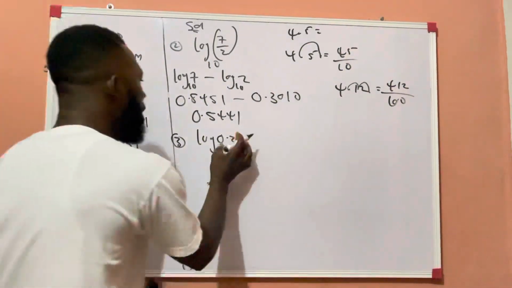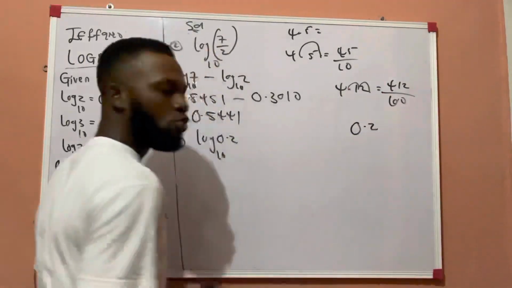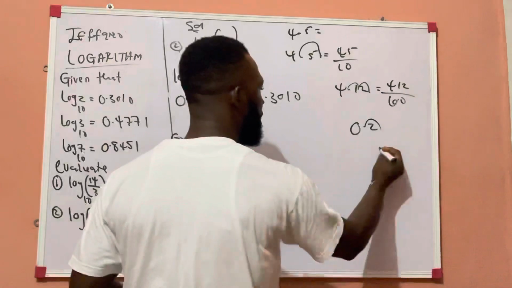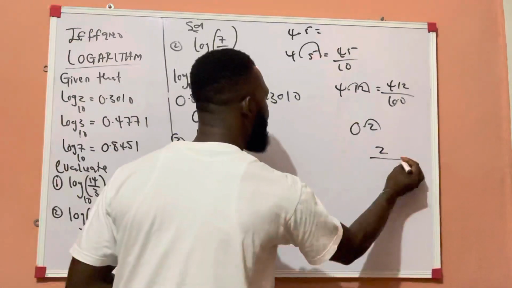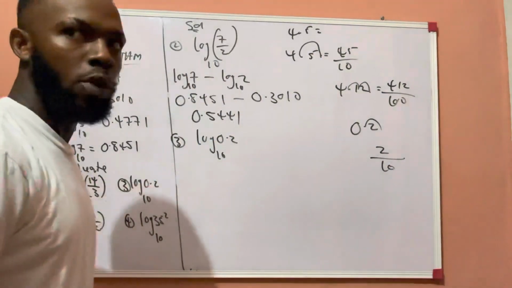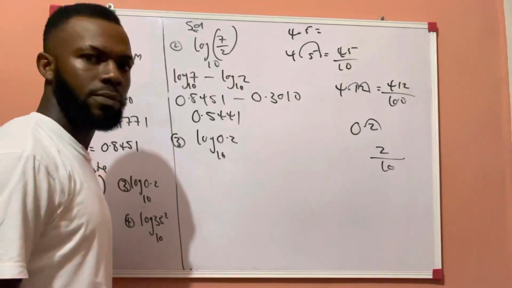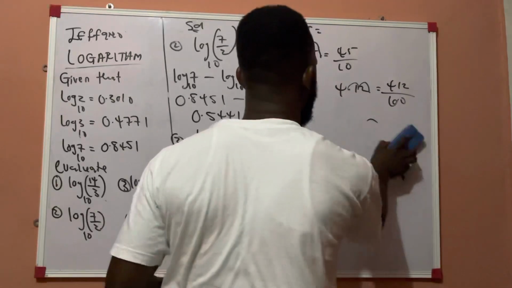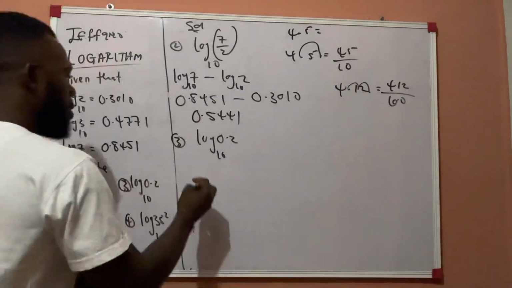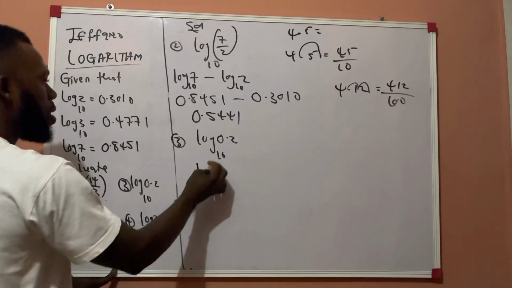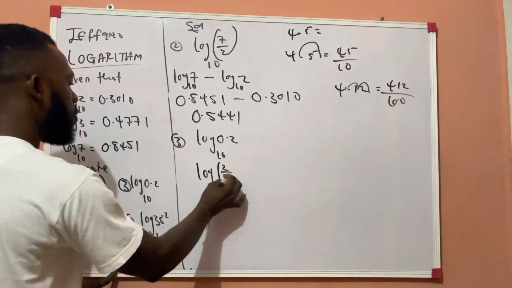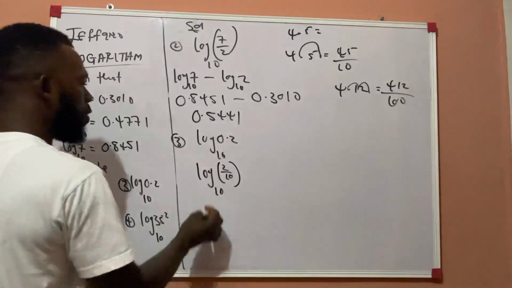So now, if we convert 0.2 to a fraction, it means my point moves once. What is remaining on top? 2. How many zeros will I have down? 1 0, because my point moved once. Now, we have this: log 0.2 is now log 2 over 10 to the base of 10.